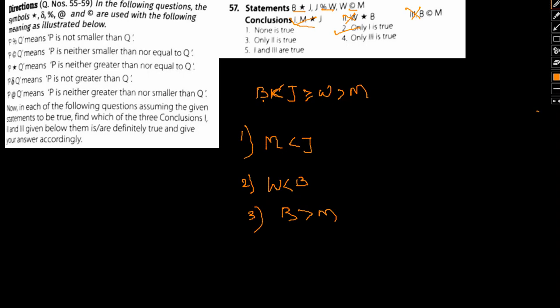So I hope this is clear. So having said that, let's move to question number 58. So let's try and write the statement first.